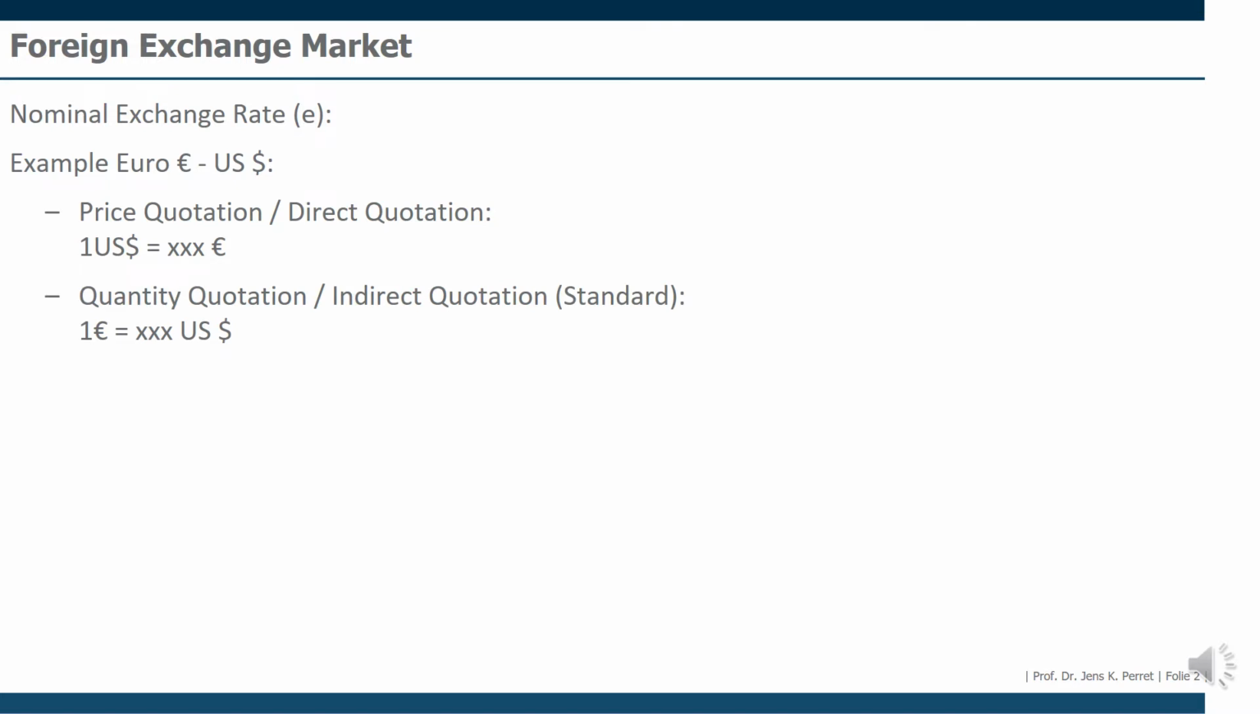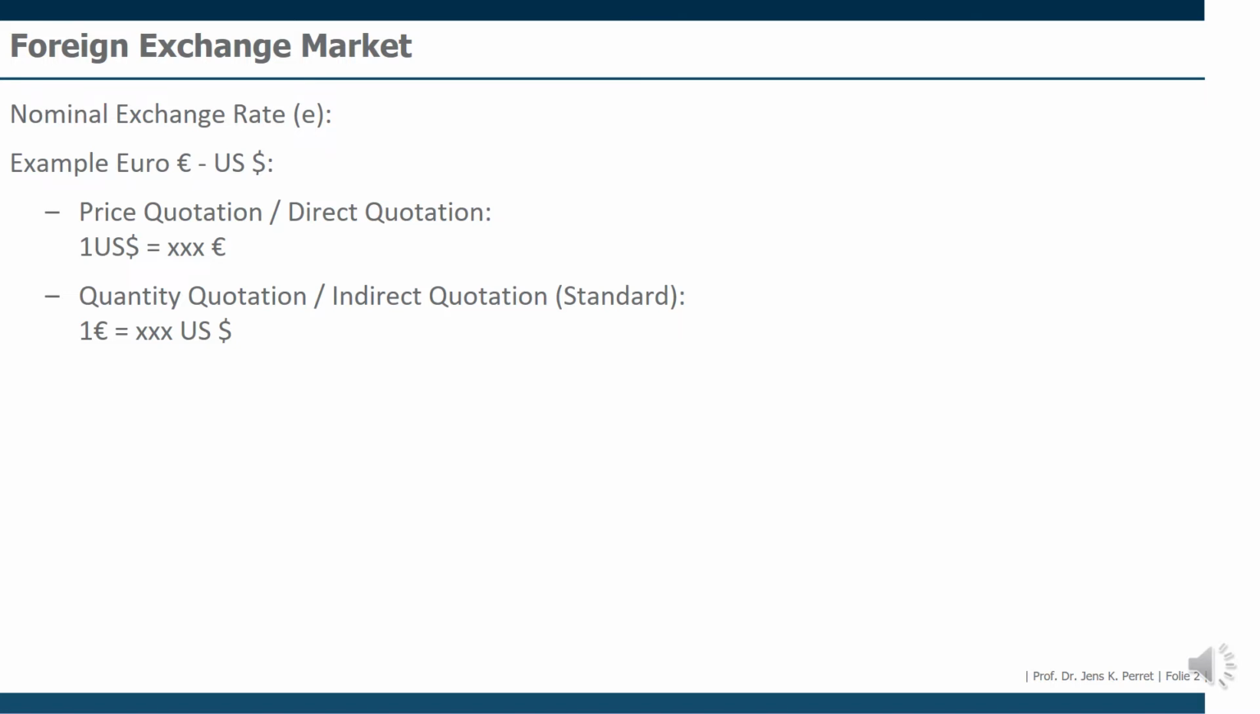The alternative would be the quantity quotation. That's more or less the question, how much of the foreign currency do I get for 1 unit of my domestic currency? And that's more or less the standard in economics. We would usually only work with the quantity quotation because this has one big advantage. If the euro becomes more valuable, this means I will get more US dollars. So the nominal exchange rate will increase.